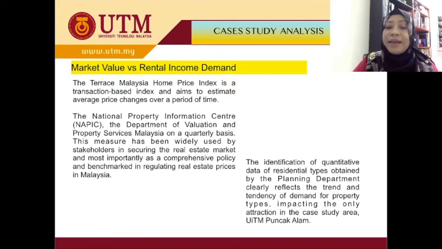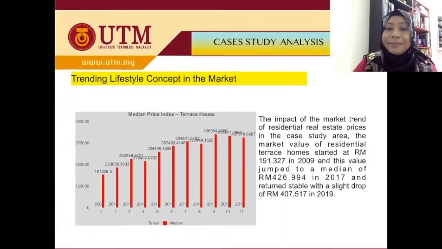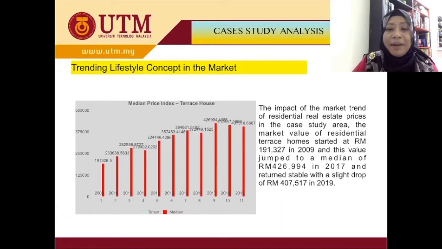Here, we can identify quantitative data for the residential type obtained by the planning development, which clearly reflects the demand and tenancy demands in the case of UITM Puncak Alam. As a trending lifestyle concept in the market, we can see the median price of the terrace house. The median price goes from 191,000 in 2009 up to 426,000 in 2017, which is slightly higher, and then it stabilizes and slightly drops in 2019 to 407,517.